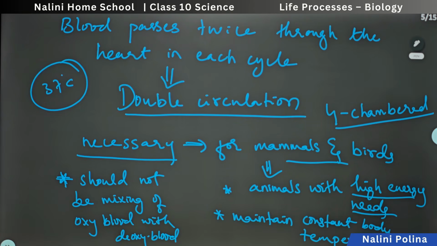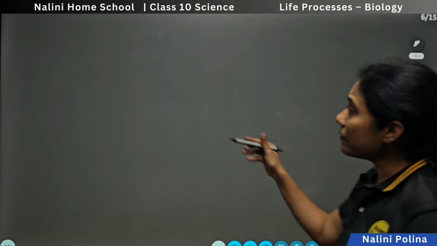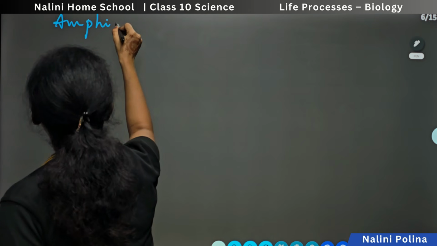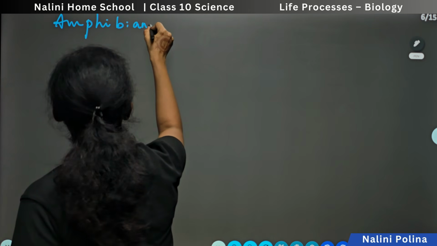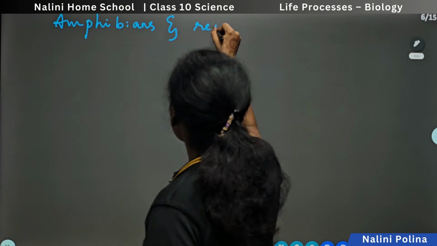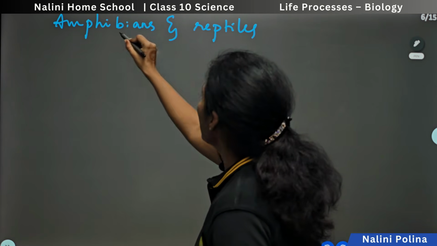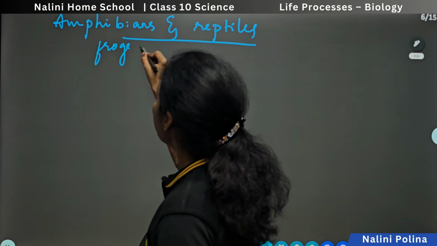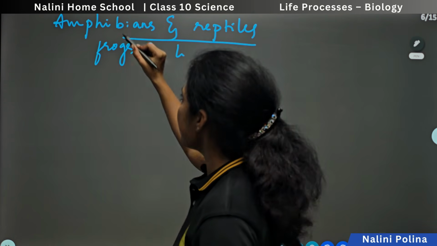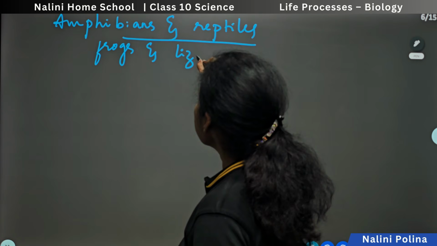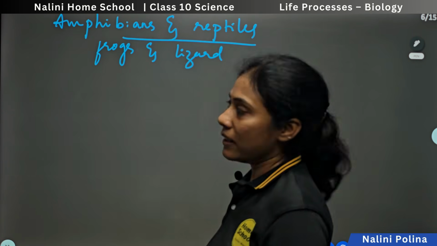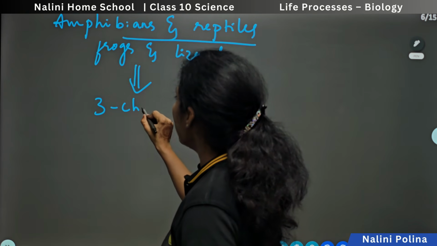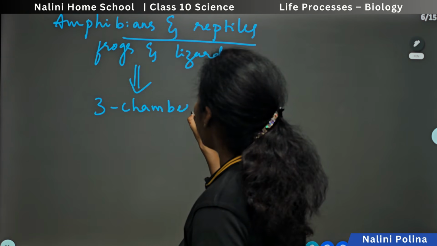And you know what? Actually, in amphibians and reptiles, say amphibians, that means frogs, and lizards. Frog is an example for amphibian. Lizard is an example for reptile. You know, these guys have a 3-chambered heart.